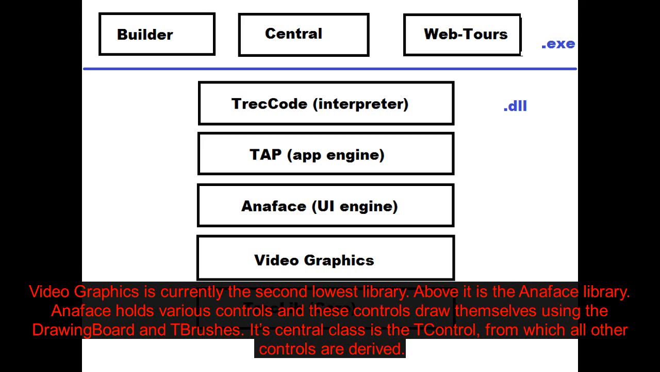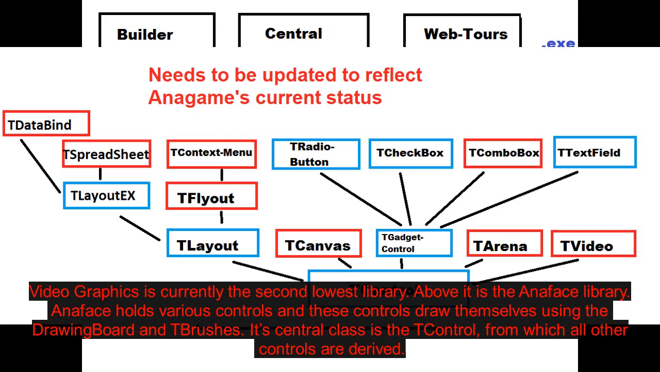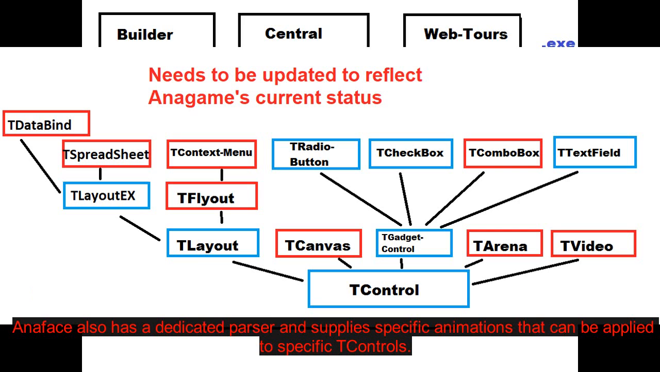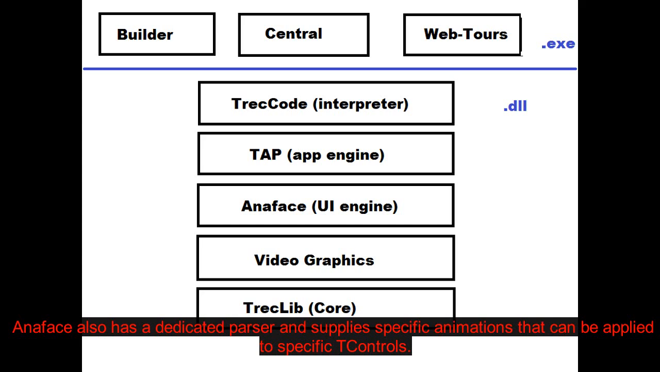Above it is the Anaface library. Anaface holds various controls, and these controls draw themselves using the drawing board and T-brushes. Its central class is the T-control, from which all of the controls are derived. Anaface also has a dedicated parser and supplies specific animations that can be applied to specific T-controls.